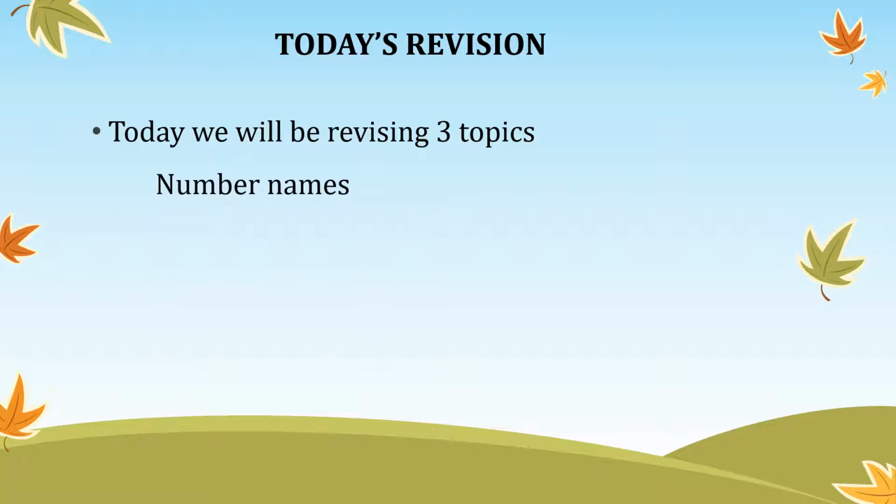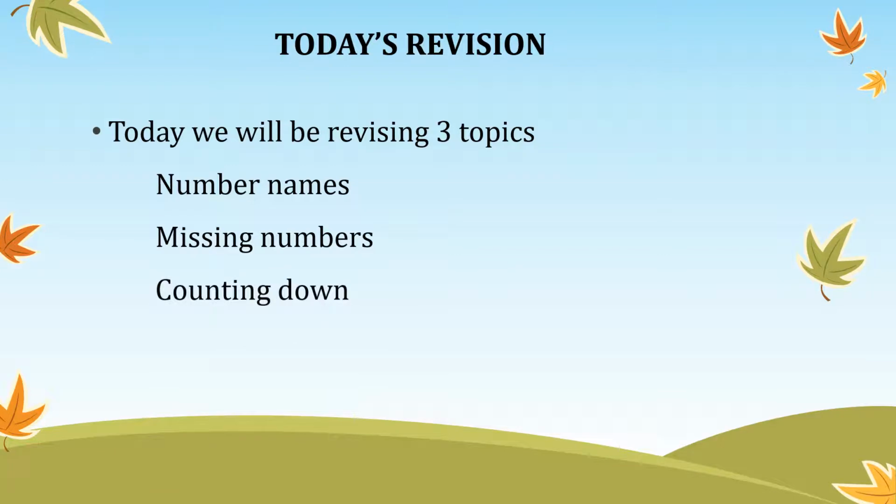So the first topic is number names. Jaise ki hum countings kal padh chuke hain, 1 to 50 we have already studied about counting from 1 to 50. So today we will be learning number names. आज हम नंबर नेम्स लर्न करने वाले हैं. What are number names? Missing numbers. Okay, when we are talking about numbers, we will always be learning about missing numbers also, because this is a very crucial and important part of mathematics and counting down.